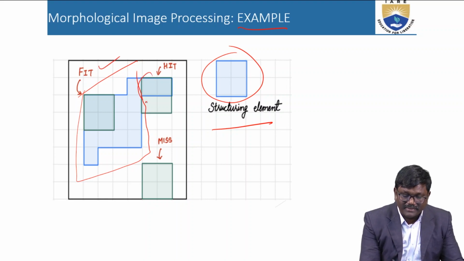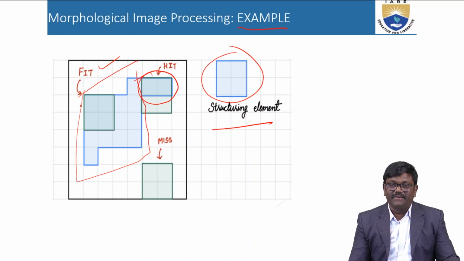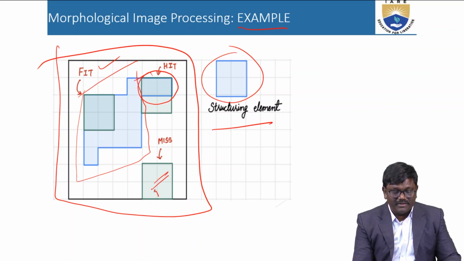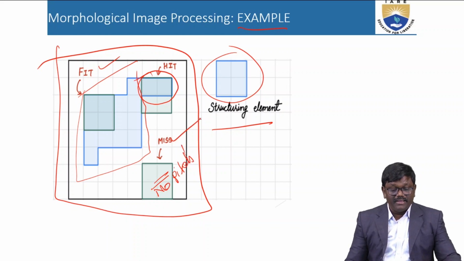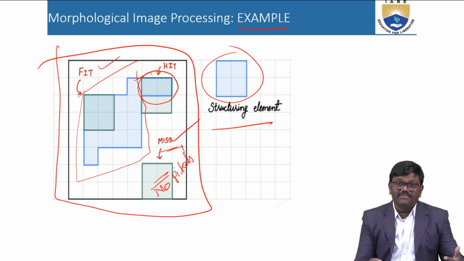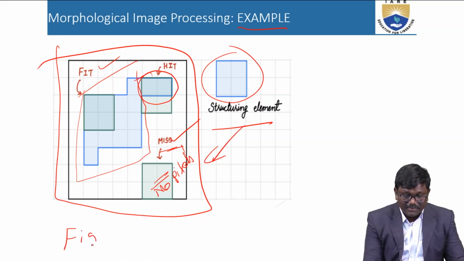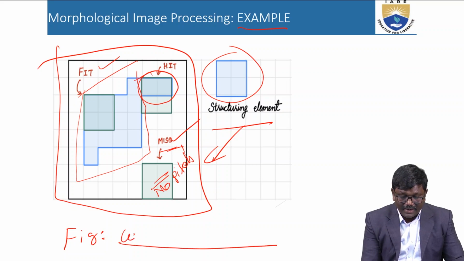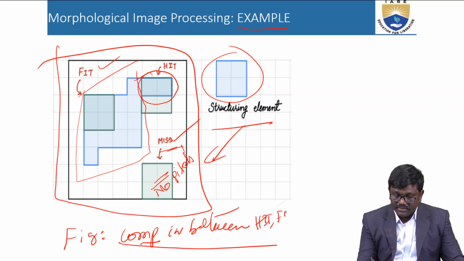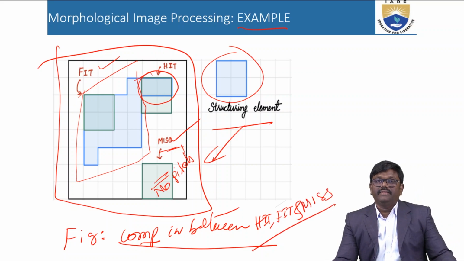If at least some part matches, we consider it a hit. Where this part alone is missing, and no pixels are compared, that is called a miss. By the word itself, we can understand how we define the miss from the structuring element. This figure represents the comparison between hit, fit and miss. That is very important here.